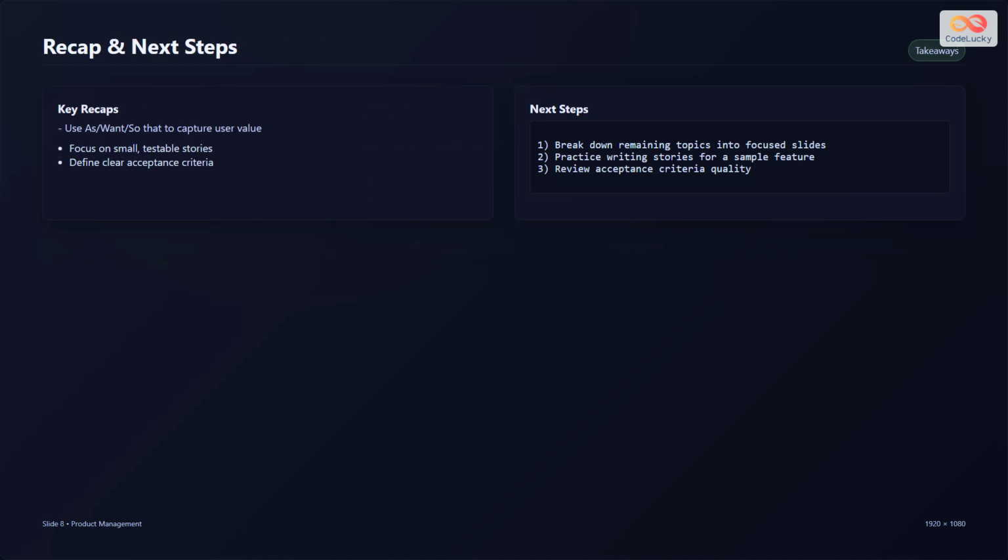User stories help teams understand user needs by using the as-want-so formula. Focus on writing small, testable stories with clear acceptance criteria. Break down remaining features into focused user stories. Practice writing stories for a sample feature you're building. Finally, review your acceptance criteria to make sure they're measurable and clear. This approach will help you build better products that truly meet user needs.